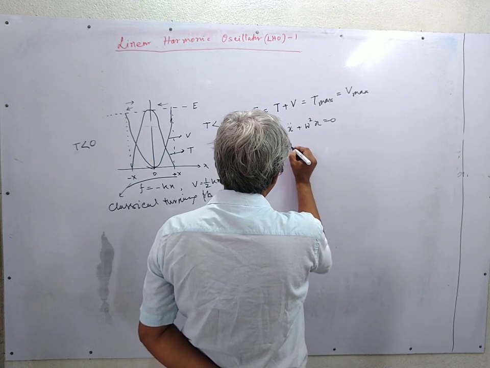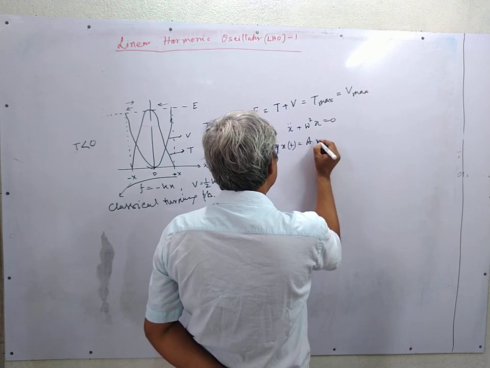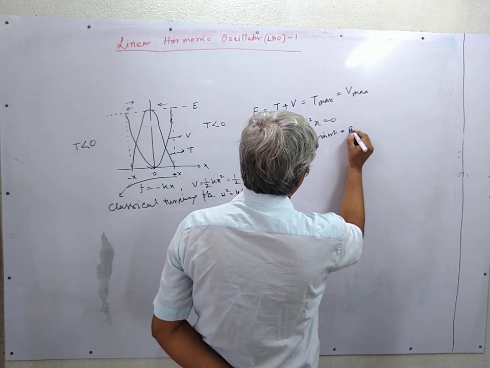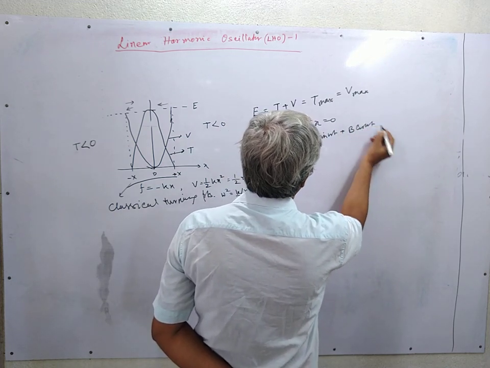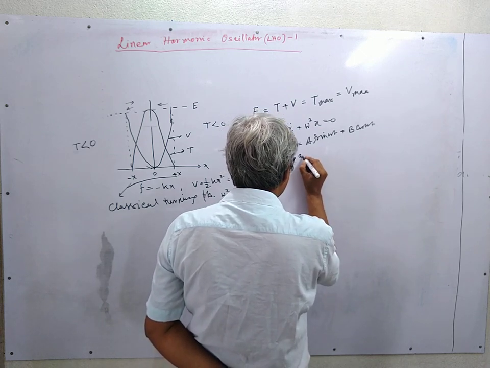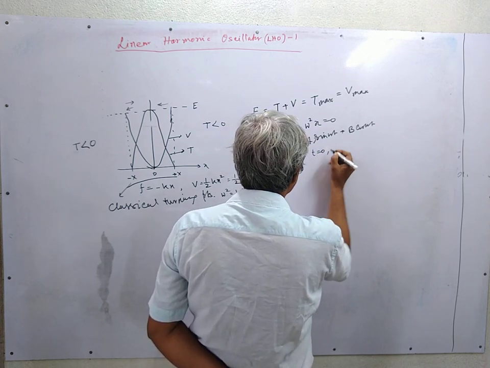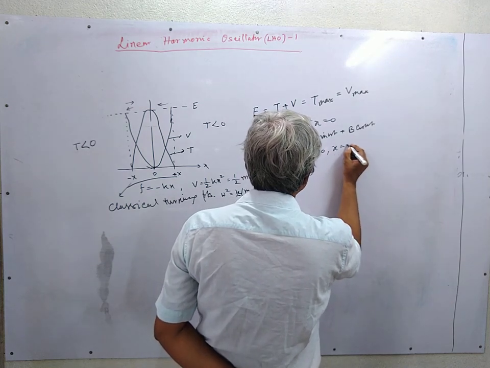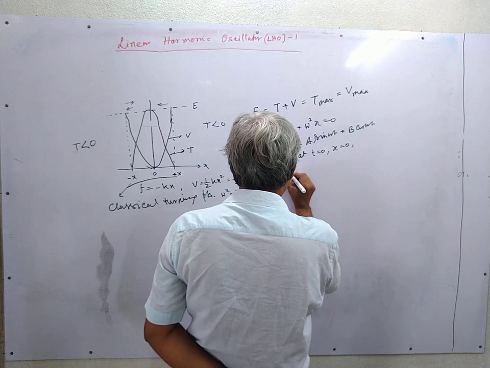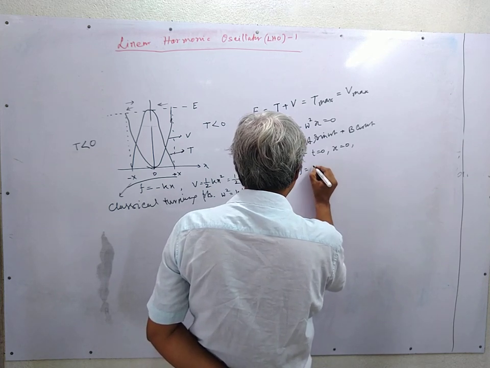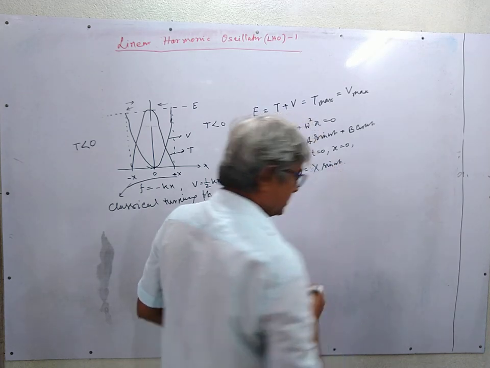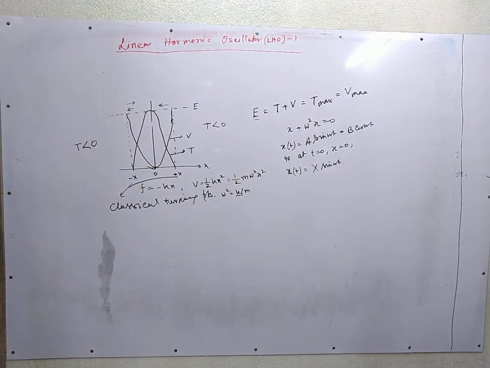So we write a solution as, if we say that at t is equal to 0, x is equal to 0, then we get x at t is equal to X sine omega t.